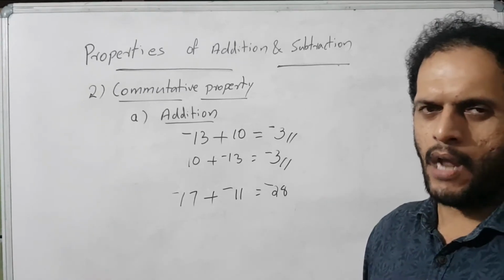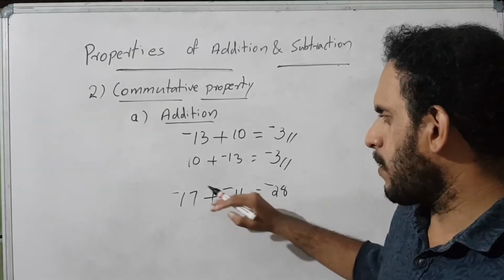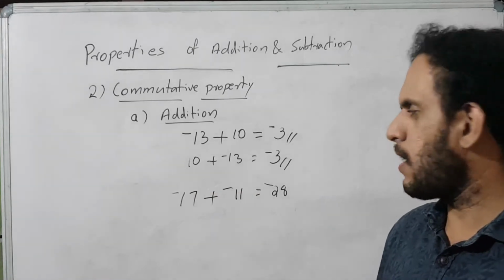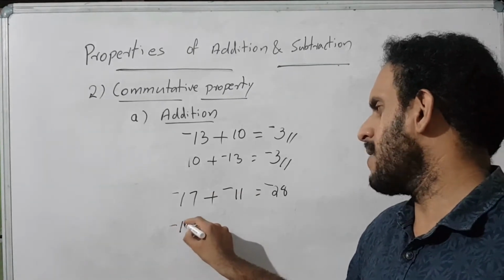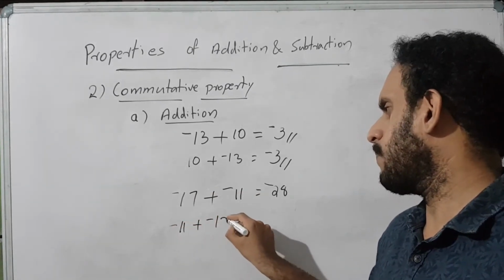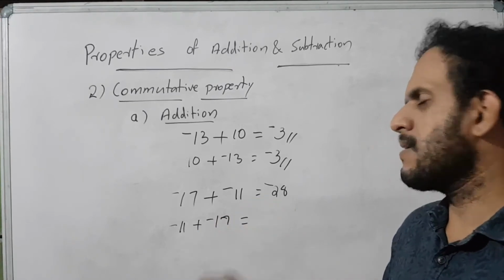Then what do we do here? Now we add minus 11 to minus 17. Next we change the order. We add minus 17 to minus 11. So what is the answer?